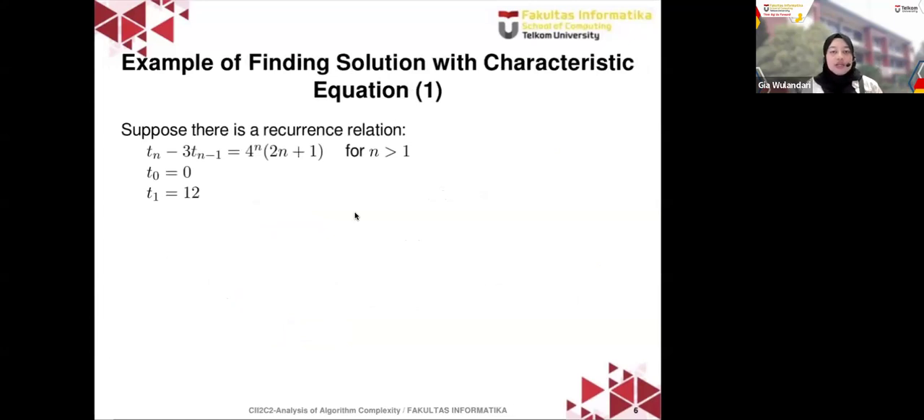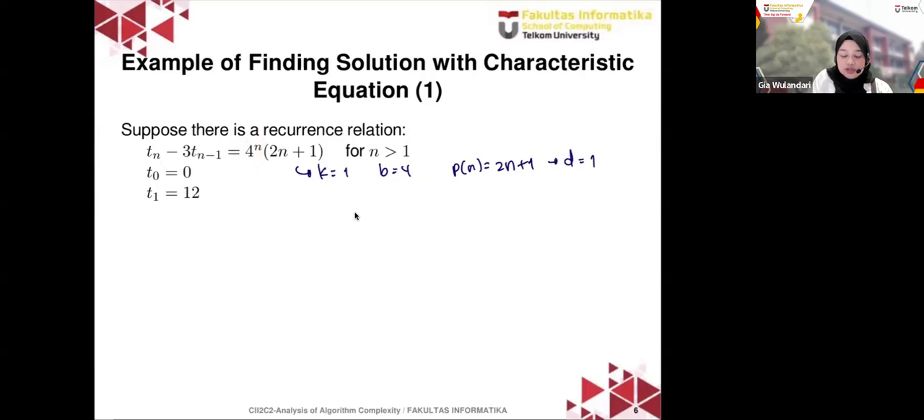So for example, here we have a recurrence relation and we want to solve it so we can know which asymptotic notation it belongs to. So in this case, we know that k, the highest subtraction in the index, is 1, and then b is 4 because we have it here, and then the polynomial is 2n plus 1, so we have the degree is 1.